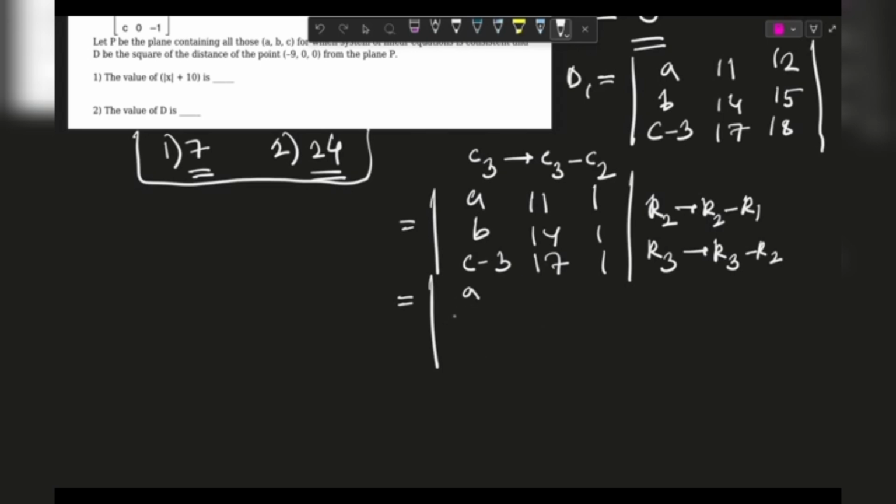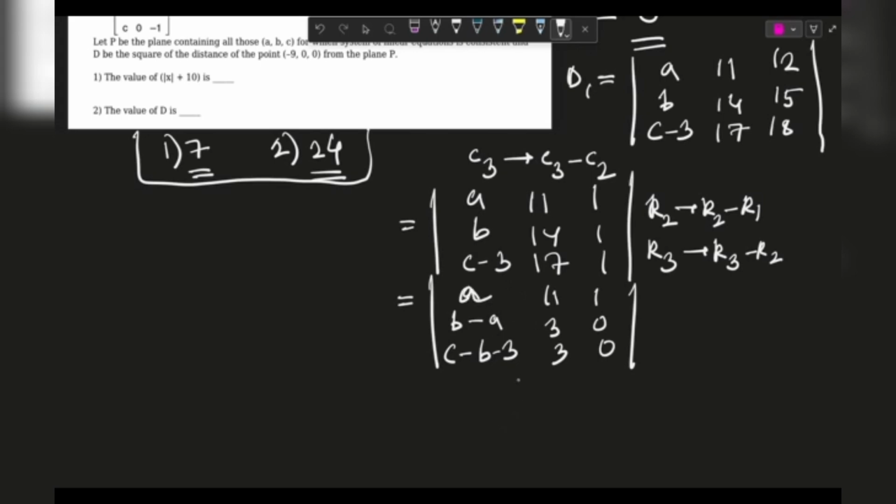So A, this will be B minus A, this becomes C minus B minus 3, this becomes 11, this becomes 3, 3, and 1 minus 1, so 0, 1, and these two will be 0 and 0. Let me check once. Yeah, this is the final one. This is A, okay.